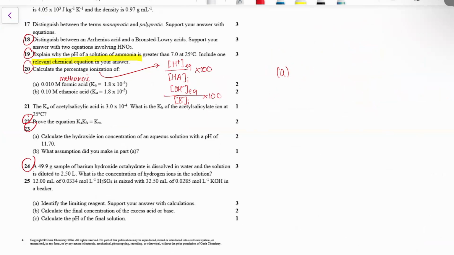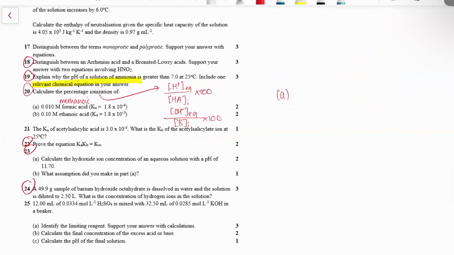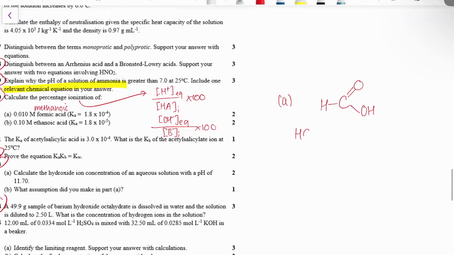CH... Let's draw it out together. Formic acid, methanoic acid. How would we draw that? One C, and then that has a double bond to O, and then OH, and then one hydrogen. Good. So the formula is HCOOH, and that's aqueous. Acid dissociation equations: acid plus water.